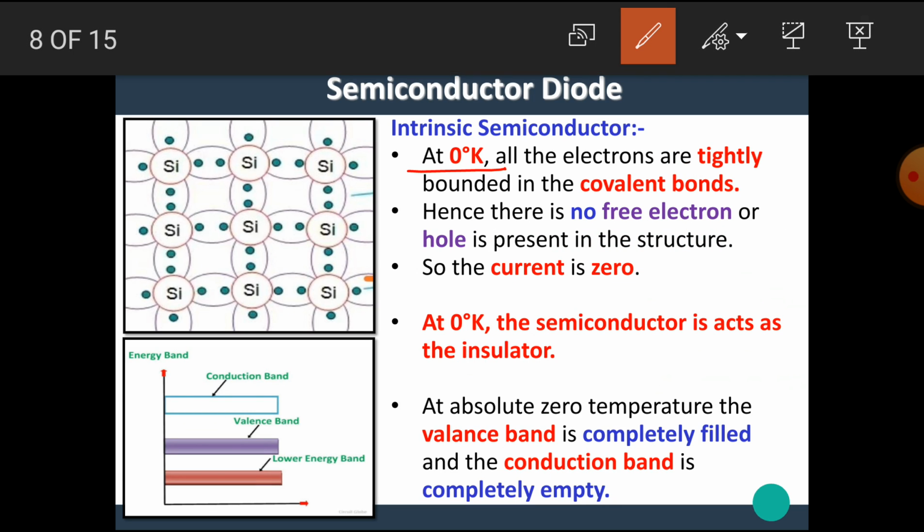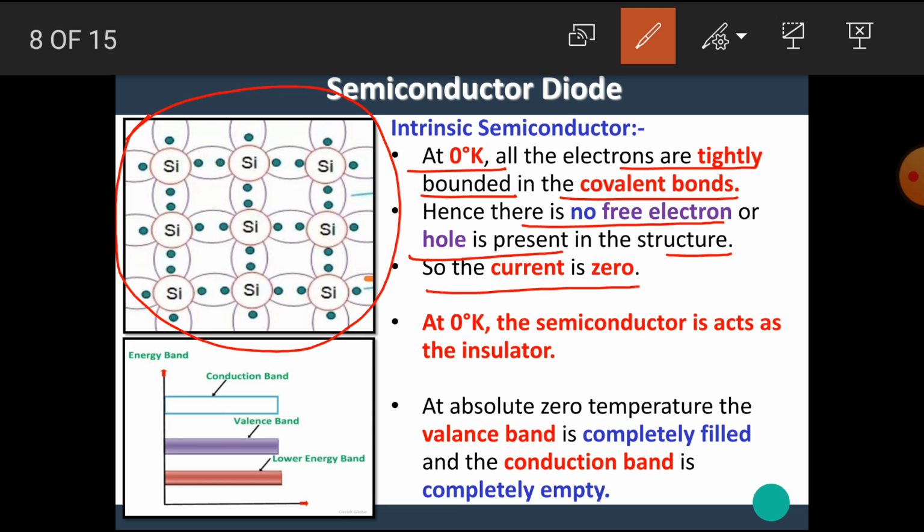At 0 degree Kelvin temperature, all the electrons are tightly bounded in the covalent bonds. Hence, there is no free electron or no free hole present in the structure. So, the current is 0. That means in this structure, all the electrons are in the covalent bond. No free electron is present.